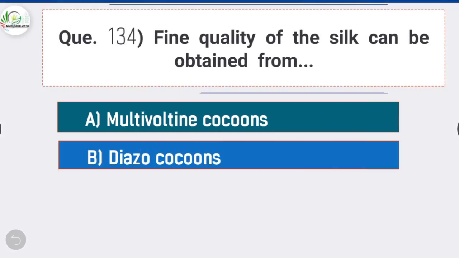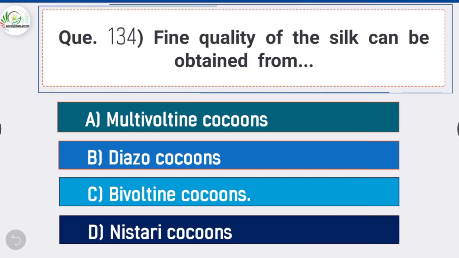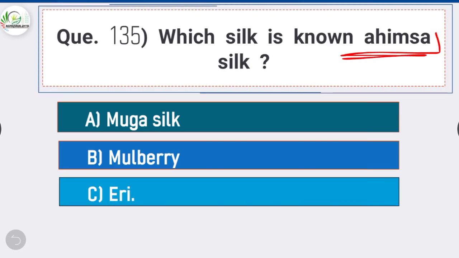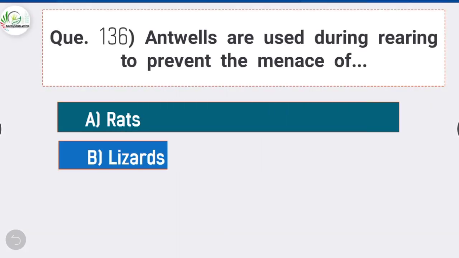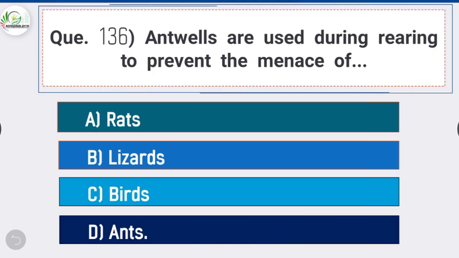Question number 134. Fine quality of the silk can be obtained from, and the correct answer is option C, bivoltine cocoons. Fine quality of the silk can be obtained from bivoltine cocoons. Question number 135. Which silk is known as Ahimsa silk? And the correct answer is option C, Eri silk. Eri silk is known as Ahimsa silk. Question number 136. Antwells are used during rearing to prevent the menace of, and the correct answer is option D, ants. Antwells are used during rearing to prevent the menace of ants.